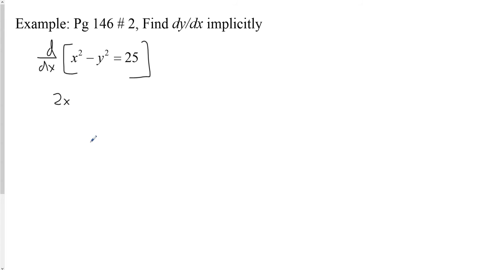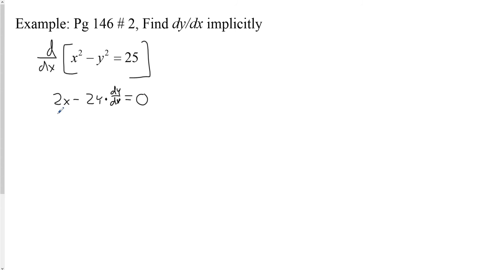That'll give me the 2x minus, now I'm differentiating y with respect to x, so I have to think of y as some function of x. This is the composition of the squaring function with the inner function being the y function, whatever that is. So using the chain rule and the general power rule, I'm going to make it 2y. But again, I don't know what the derivative of y is, so I'm going to put a placeholder, dy over dx, the derivative of y. Since 25 is a constant, it doesn't matter what variable we're differentiating with respect to, it's always going to be 0.